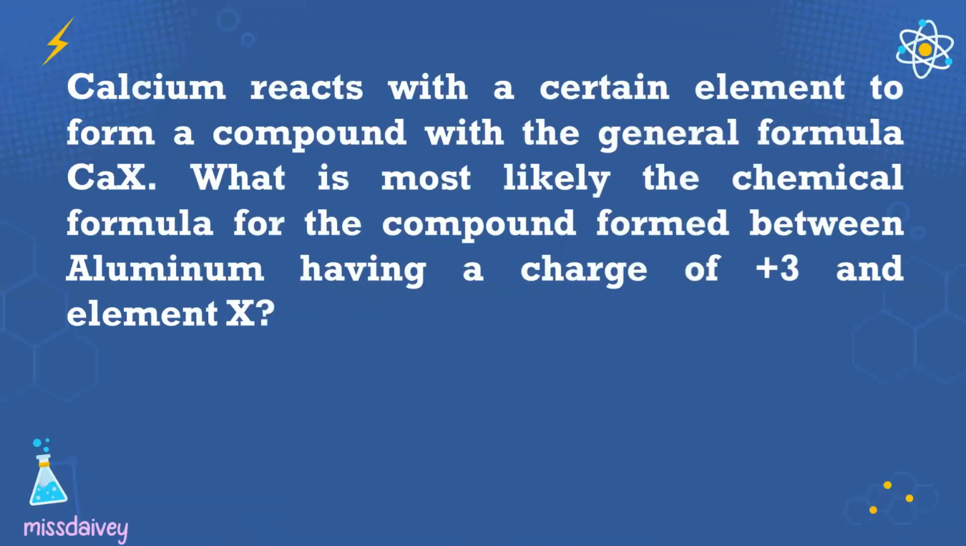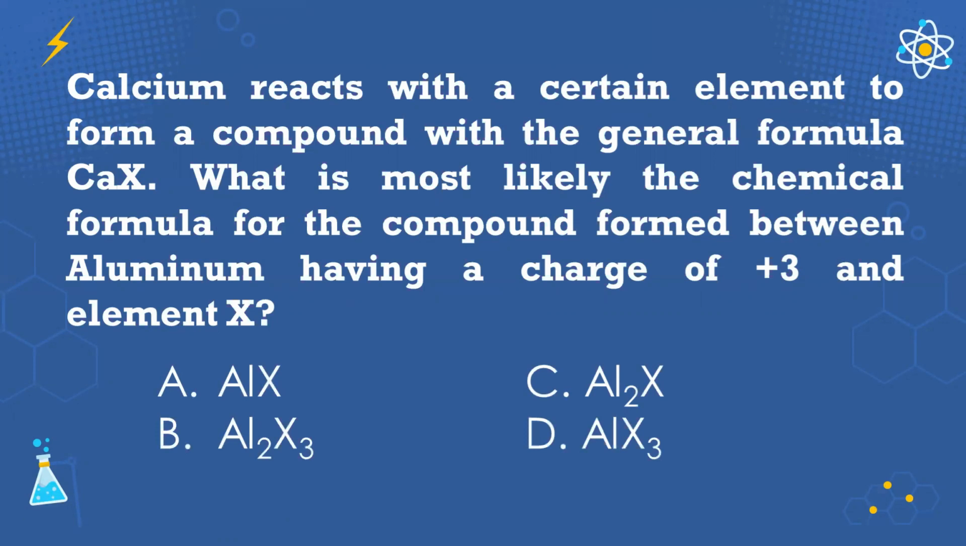Calcium reacts with a certain element to form a compound with the general formula CaX. What is most likely the chemical formula for the compound formed between aluminum having a charge of +3 and element X? Is it A. AlX, B. Al2X3, C. Al2X, or D. AlX sub 3? The correct answer is Al2X3.